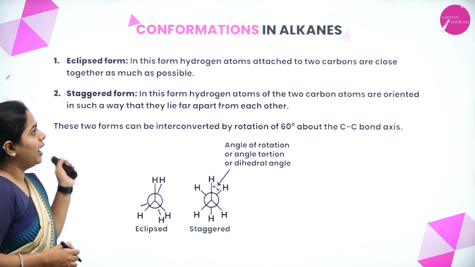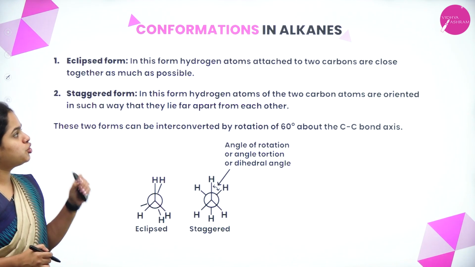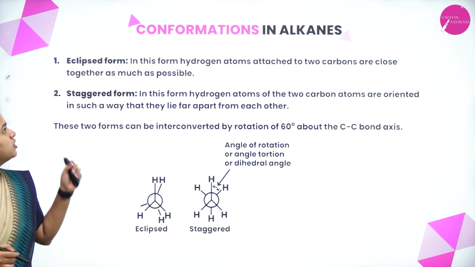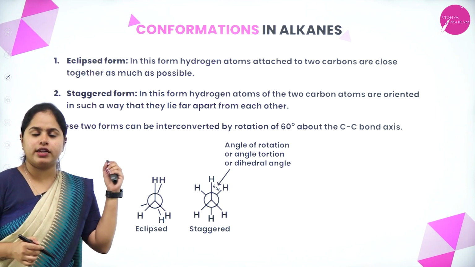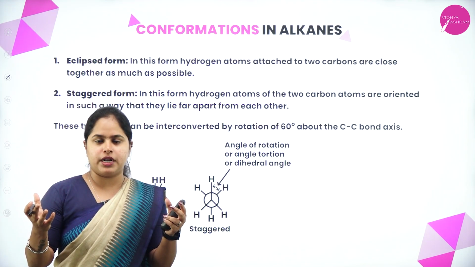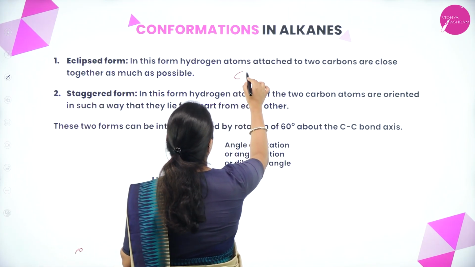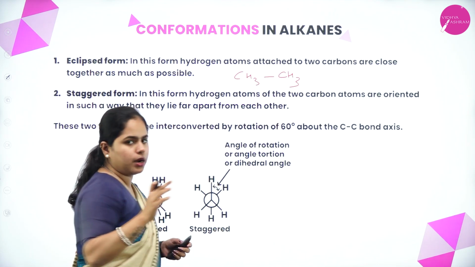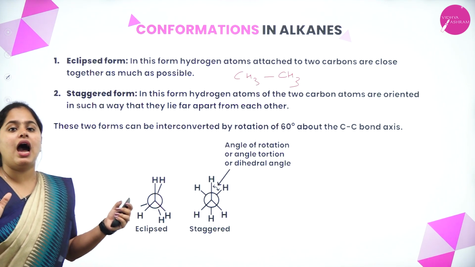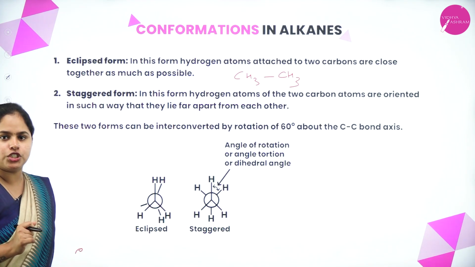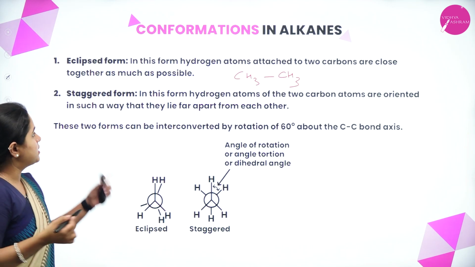In this form, hydrogen atoms attached to the two carbon atoms are as close together as possible. So in the eclipsed form, the hydrogen atoms of both of the carbon atoms, we are taking the example of ethane here, right? In this case, the hydrogen atoms of both these carbon atoms will be represented as close to each other. So you can see this is the eclipsed conformation. Okay, so how can you represent the eclipsed form?